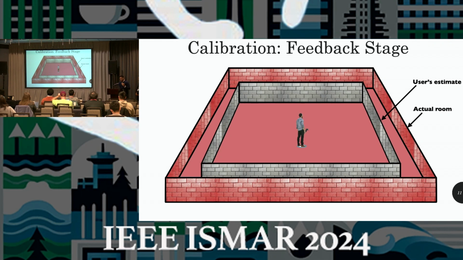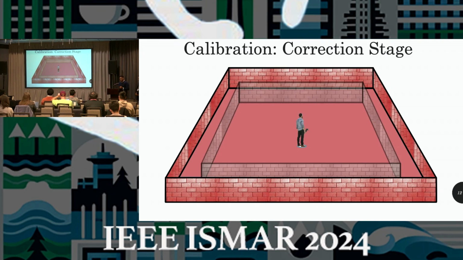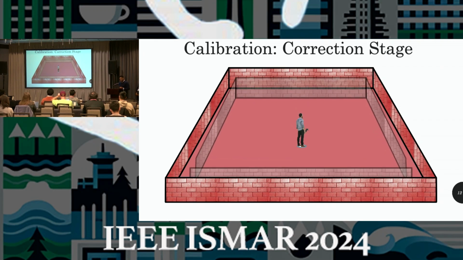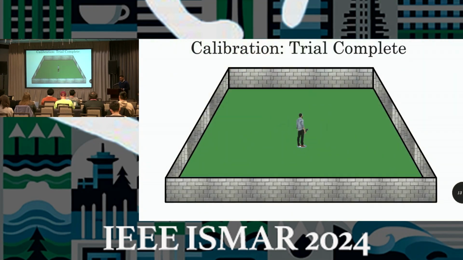In order for them to be able to see this, their estimate walls were also turned transparent. Following this, they would take corrective action, where they would adjust the size of their estimate to the actual room size. Feedback was provided visually, thus completing the trial.